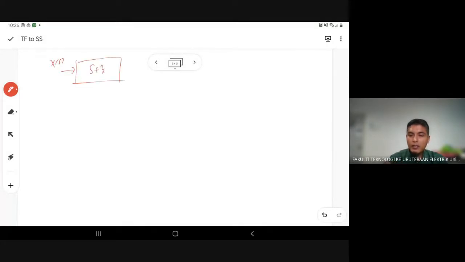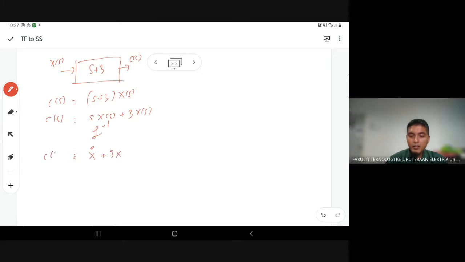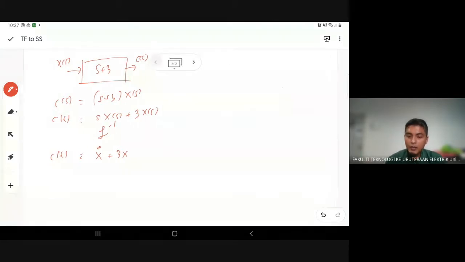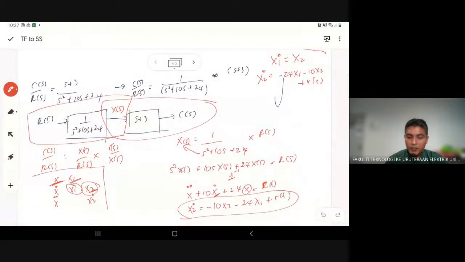s plus 3, and this is the C(s). So it means that C(s) actually equal to s plus 3 multiplied with X(s). We get sX(s) plus 3X(s) equal to C(s). So you inverse Laplace and finally you can get y actually equal to x dot plus 3x, the c(t). And then after that, we just use the same thing, the table that we referred before. This is the table that we developed.